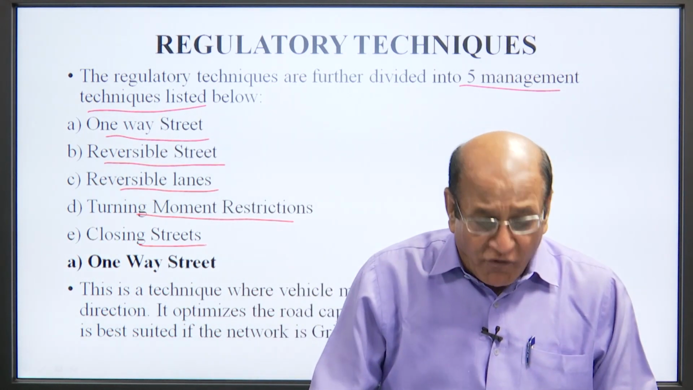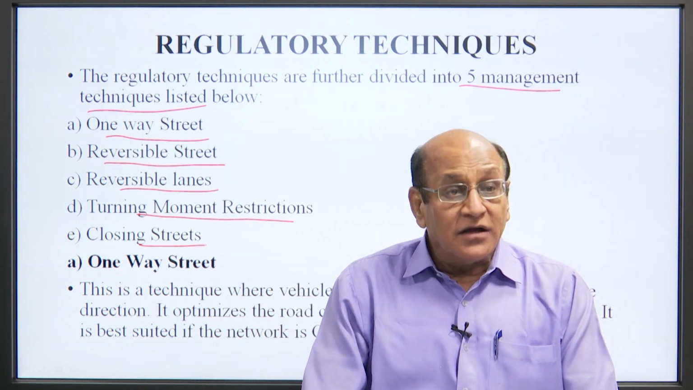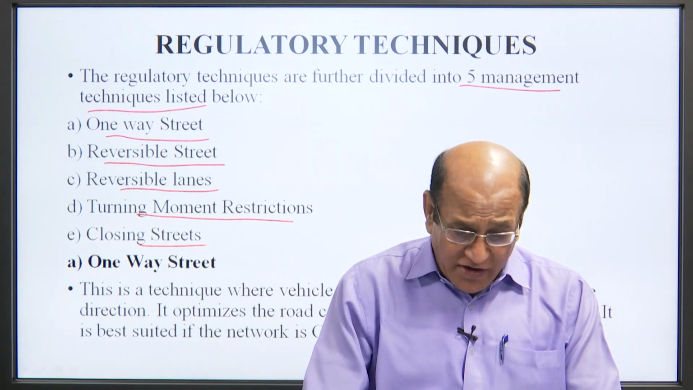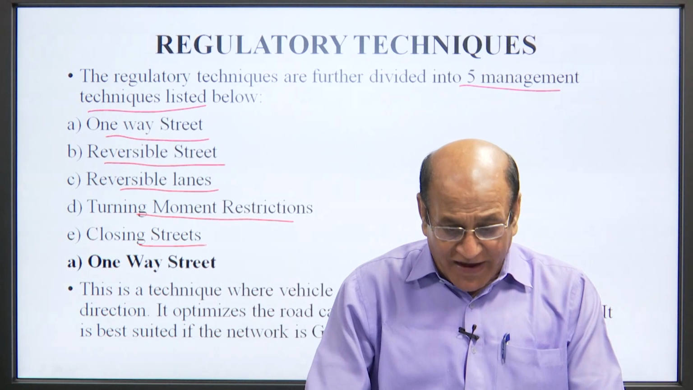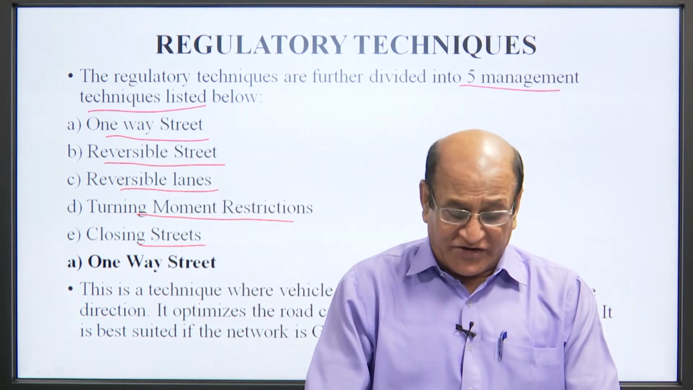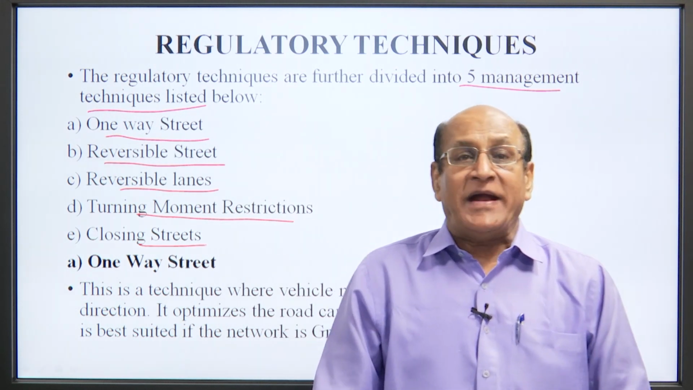First one is one way street. This is the technique where the vehicle movements are possible only in one direction. It optimizes the road capacity and minimizes the conflict. It is best suited if the network is in a grid pattern.